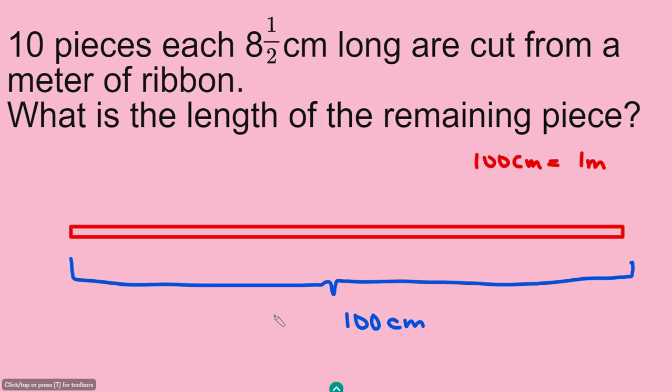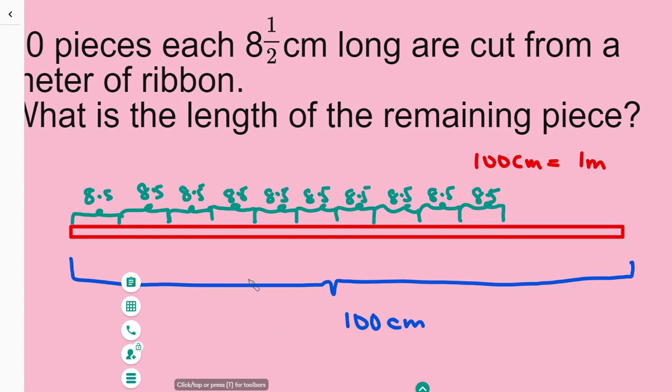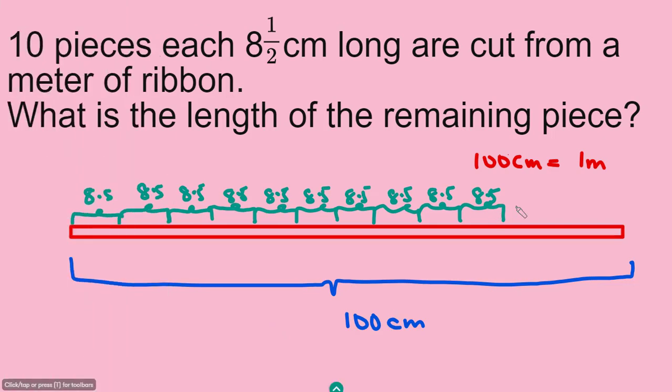In other words, you're trying to cut out from here 8.5, that's 8.5. Now you're going to cut 10 of them. So you cut another one, 8.5 centimeters long, another one, 8.5. Now you're going to do this 10 times. So what we need to figure out is the remaining piece. What's the length of the remaining piece? That is from this point here to this point.